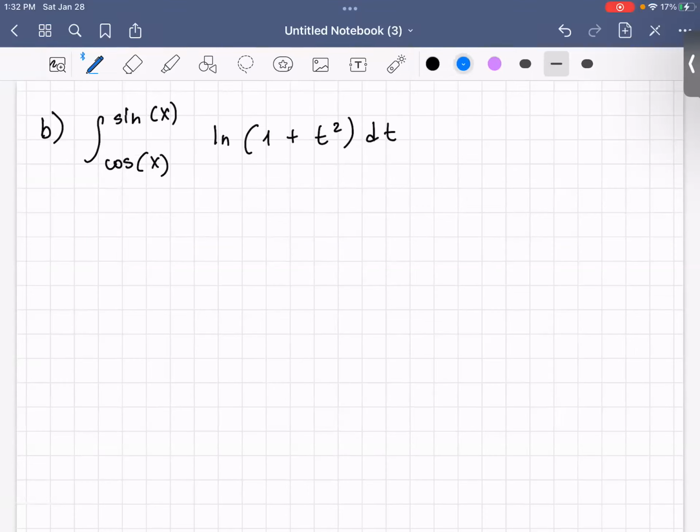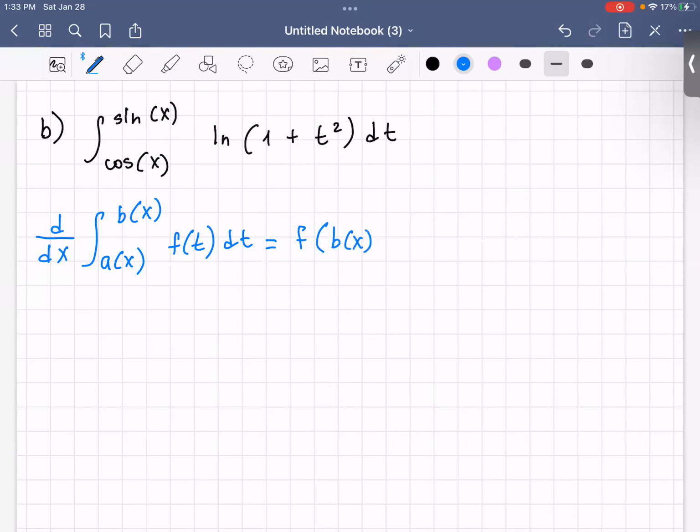So again, they're asking us to compute the derivative, and we're going to use the same formula. d/dx of the integral from a of x to b of x of f of t dt is equal to f of b of x times the derivative of b of x, minus f of a of x times the derivative of a of x. So, we're just going to plug it in.